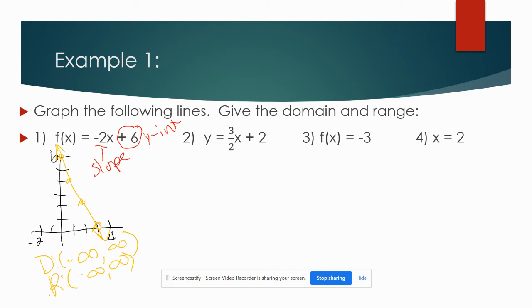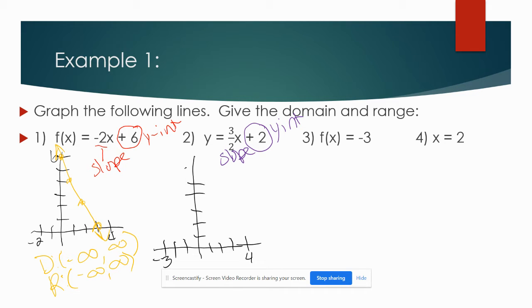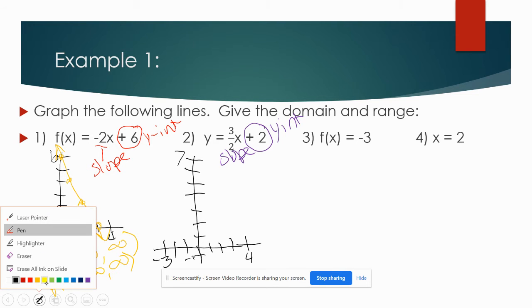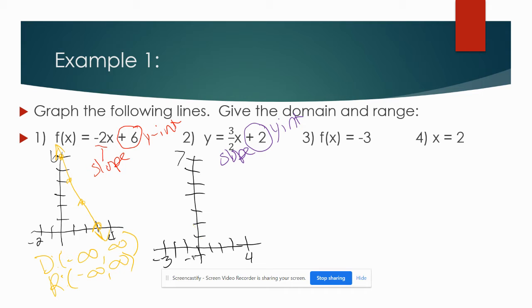For number 2, the positive 2 is our y-intercept. The 3/2 is our slope, or our rise over our run. Make our grid here. And starting again with positive 2.